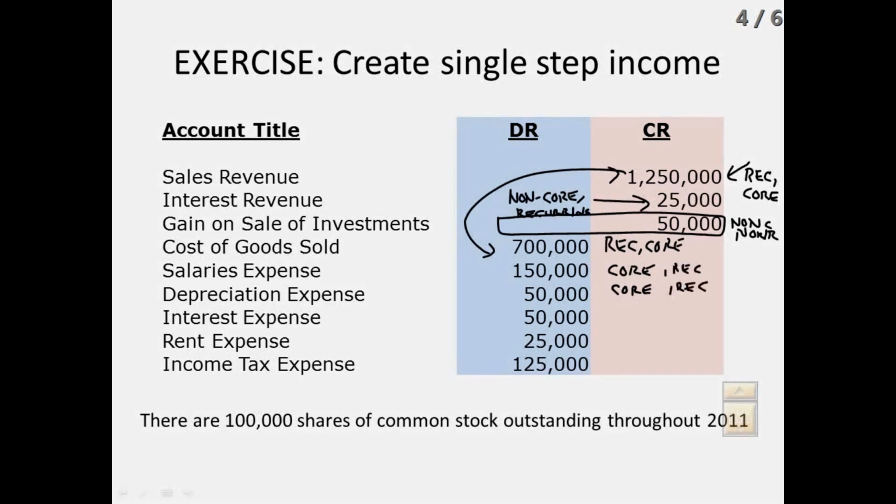How about interest? It's recurring because in all likelihood I've borrowed money and I have to pay interest on it, but if I have enough cash this year, I could potentially pay down my debt. So it could be different. More importantly, it's not part of my normal business. My decision to borrow money or not has nothing to do with my sales productivity. So while it's probably recurring, it's non-core.